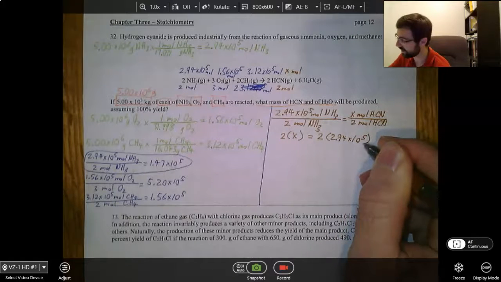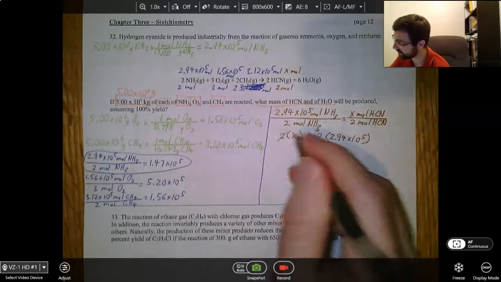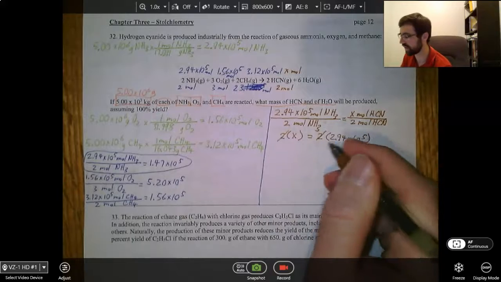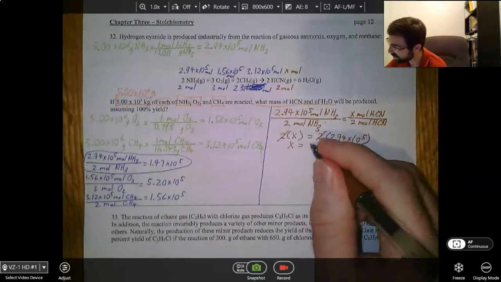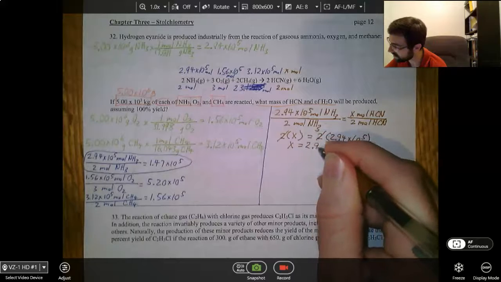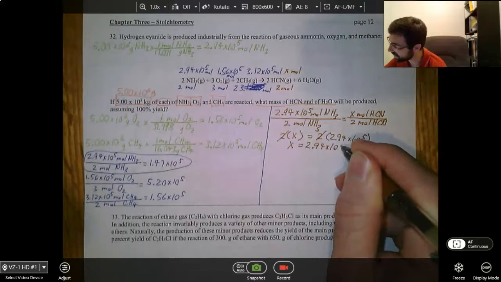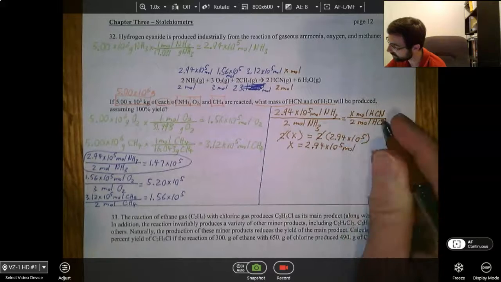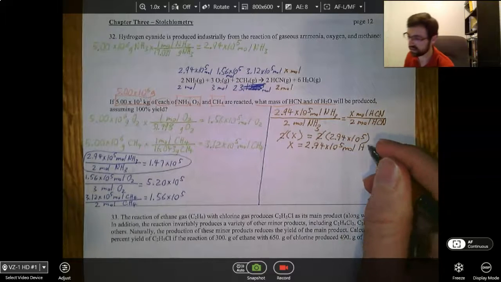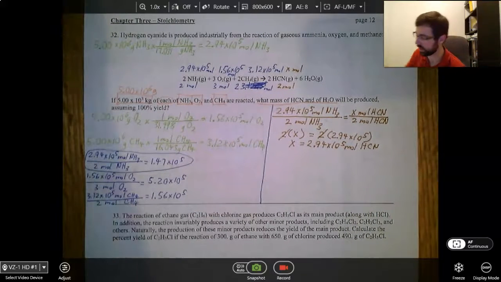Okay, I see right now I could just get rid of that 2. I'm going to cancel it out because it's on both sides. It's the easiest way to do this. So x equals 2.94 times 10 to the 5th moles of HCN. I'm going to leave just a little bit of space because we got to turn that into grams.